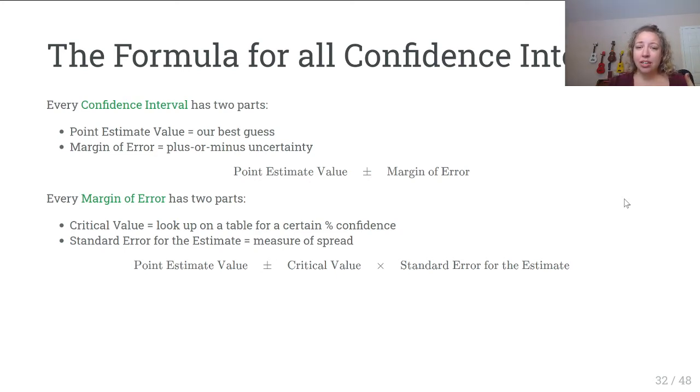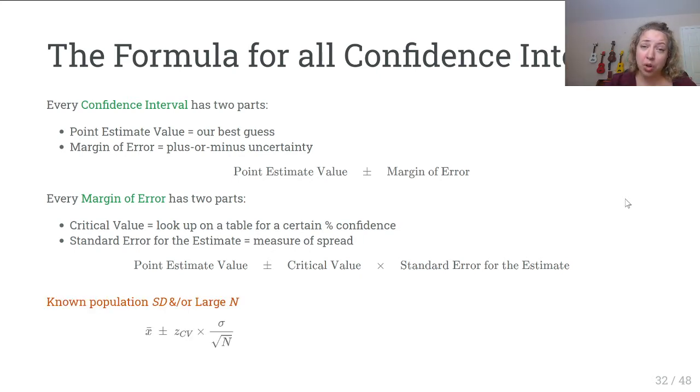The critical value is either a Z or a T score that we look up in the table. The standard error, we're going to use a formula, and it depends on if we know the population standard deviation, and then we want to use that. If we don't, we'll use the sample standard deviation.